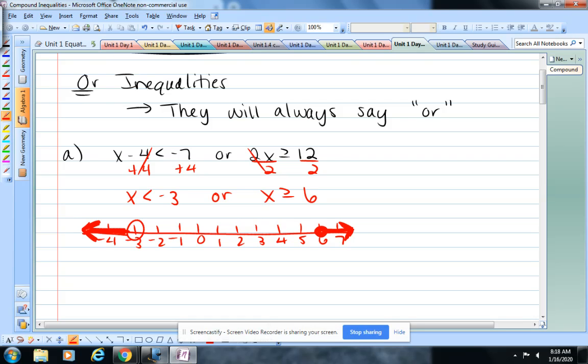Now, what do you notice about these two shadings? They're opposite directions, right? So there's a little hint. Ors shade in opposite directions. So or shade opposite, double O. It's easy to remember.